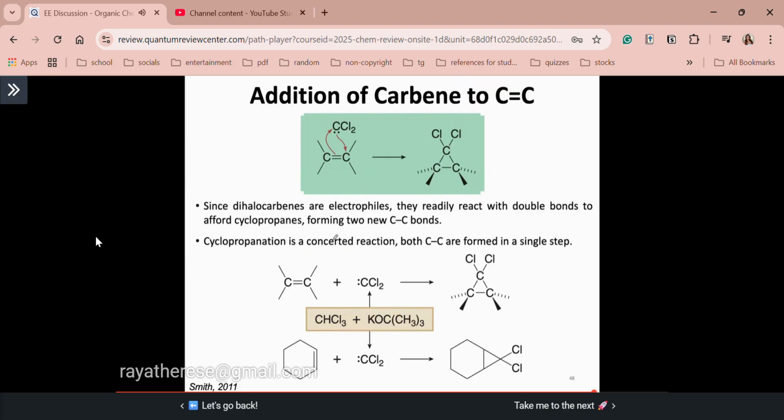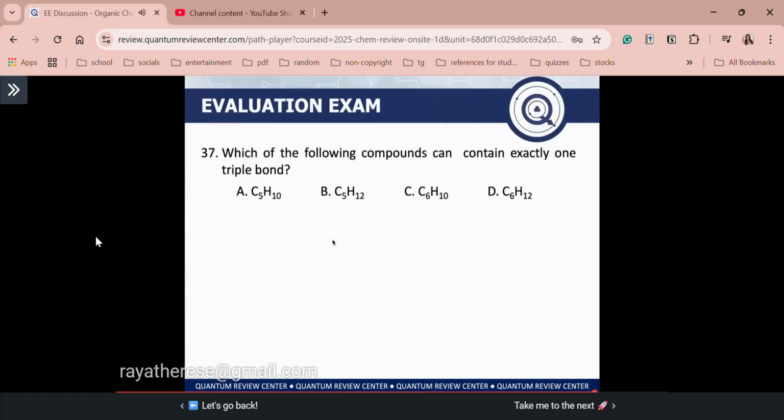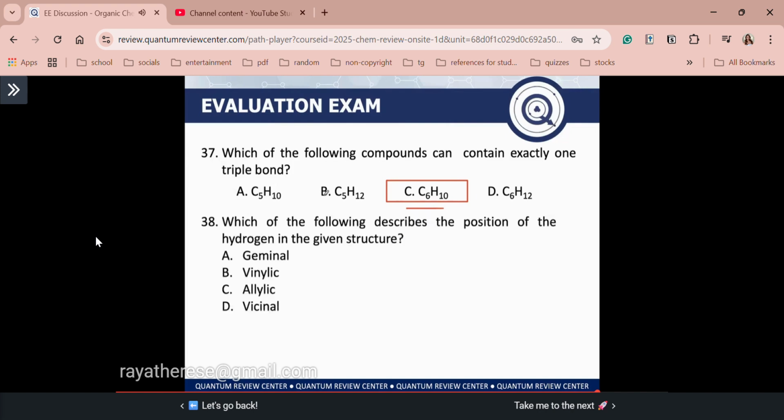Alright, let's proceed with our third to the last item. Which of the following compounds can contain exactly one triple bond? This is a repeat from our previous items on structure and properties. Yes, because this appeared in the board exam during our time. For the answer, you will use the DU formula, or if you know the general formula, the answer is letter C, C6H10.